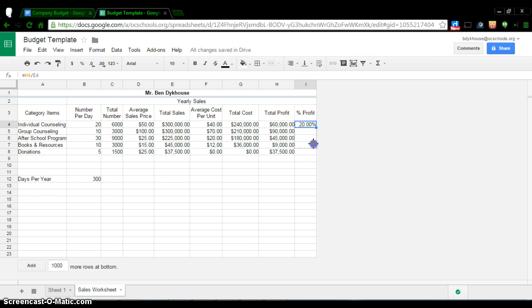And if I scroll down, now if my donations cost me nothing, what % profit should I have on donations? 100%. So let's see. And it does. It shows 100% profit.